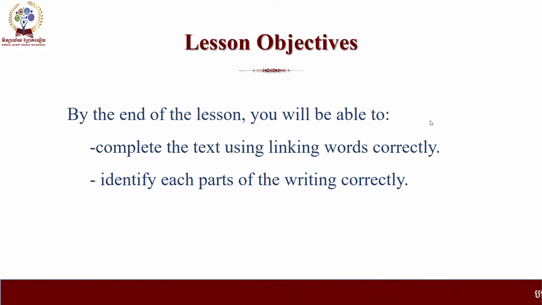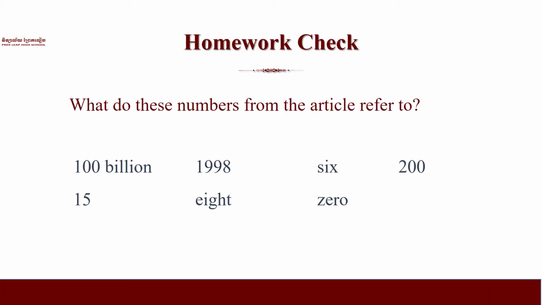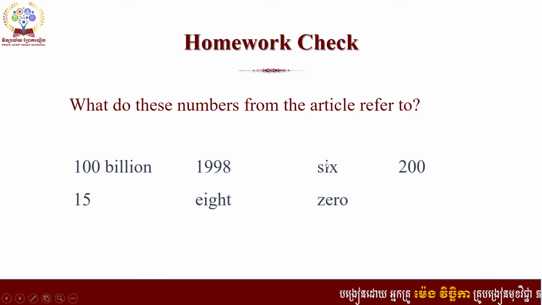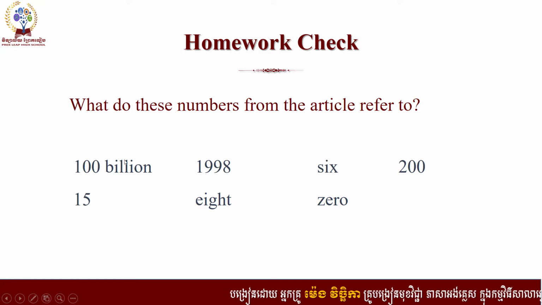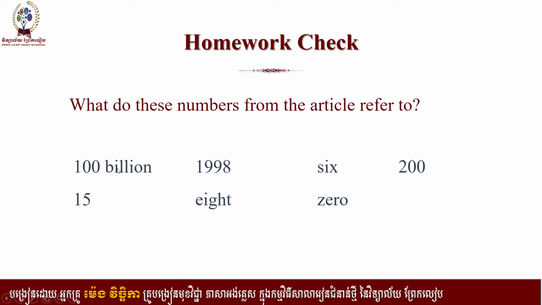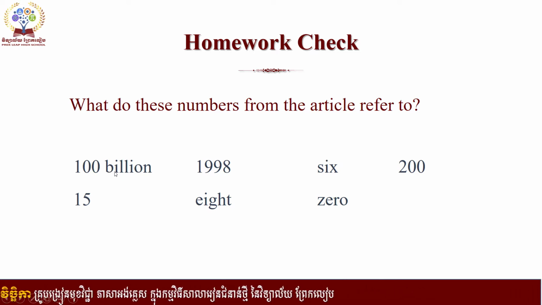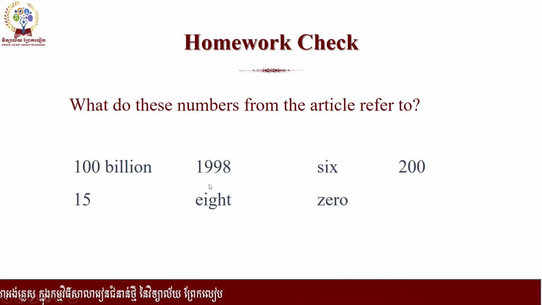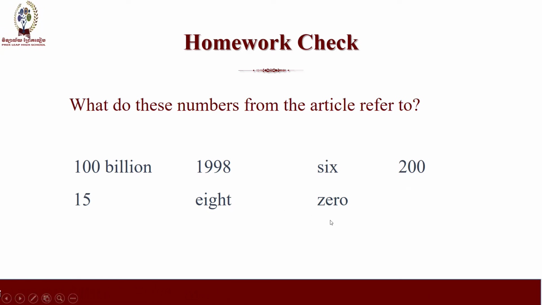Okay, but before we start, I just want to check the homework that we did last week. It was about the reading, Living in Space, right? The homework was to find the numbers in the article and say what each number refers to. So we have 100 billion, 15, 1998, 6, 200, 8, and 0.